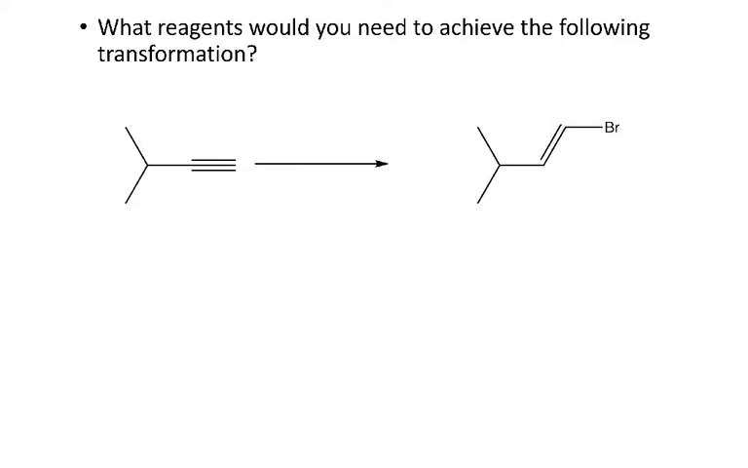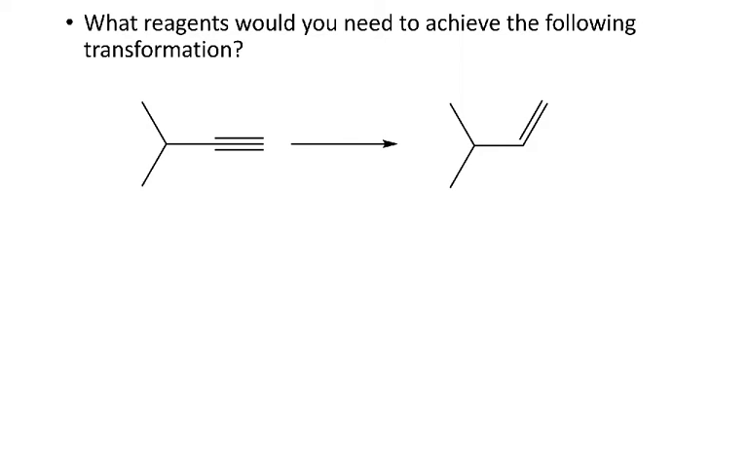Okay, so a similar reaction here, but now the bromine has been added to the less substituted carbon. So to achieve that, I'm going to use HBr. And to get the anti-Markovnikov addition, just like we did with alkenes, if I do this in the presence of a peroxide, that will give me the anti-Markovnikov addition of bromine.